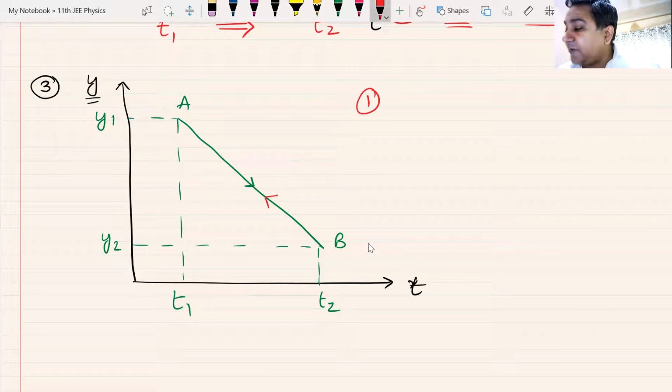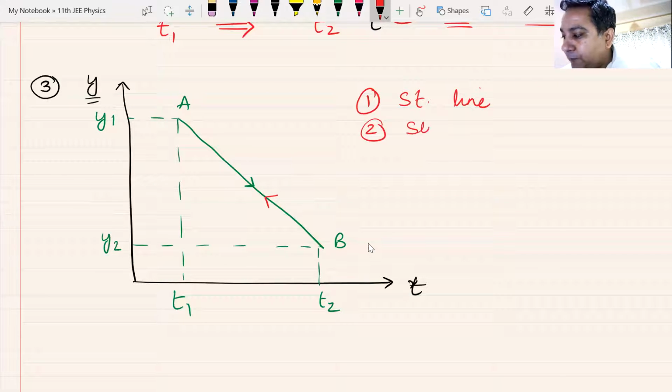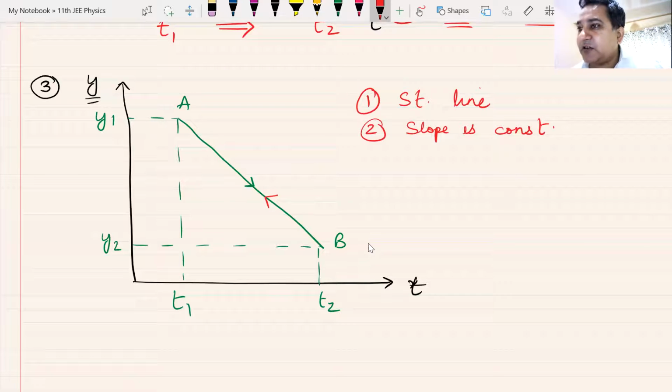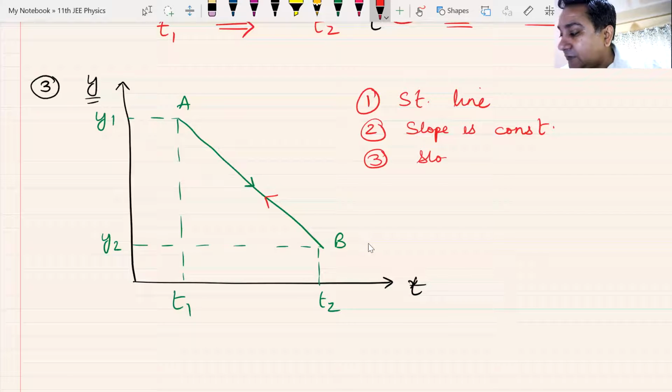What is the first thing? This graph is a straight line graph. Number two, the slope is constant. As you can see, straight line graph, slope is constant. What about slope? Yes, Shreya, thanks. Slope is negative. Theta is not positive, it's negative.